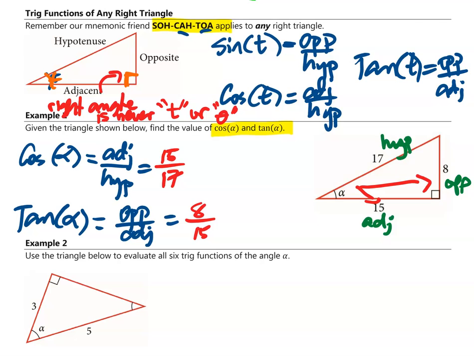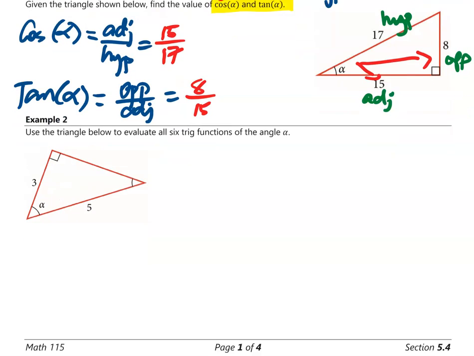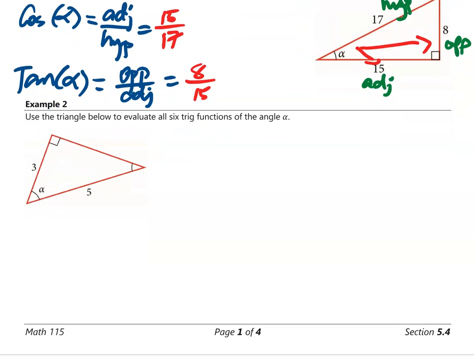Okay. Next, example 2. Use the triangle below to evaluate all 6 trig functions of the angle alpha. So again, this is our angle, and this is our right angle. The opposite of the right angle is the hypotenuse. So the hypotenuse is 5. This is the opposite side, and this is the adjacent side.